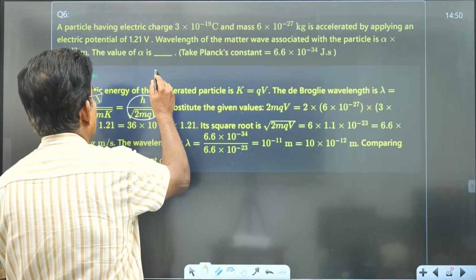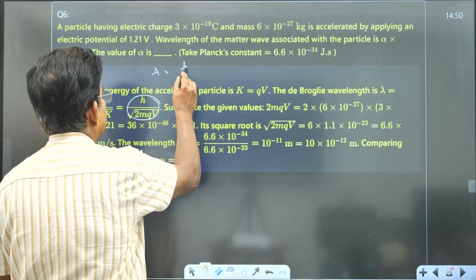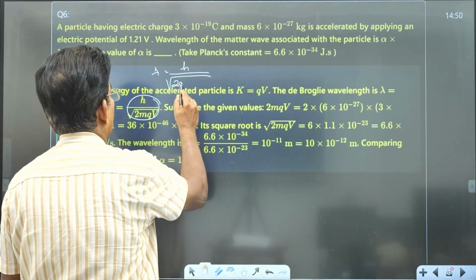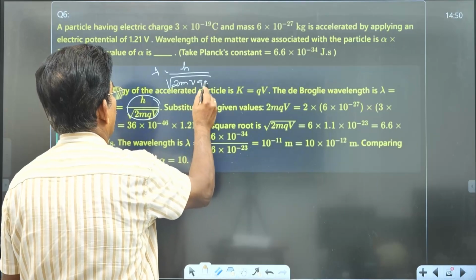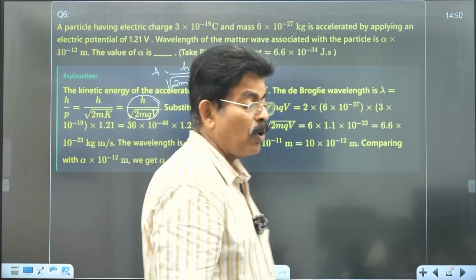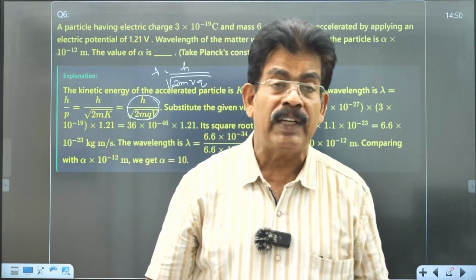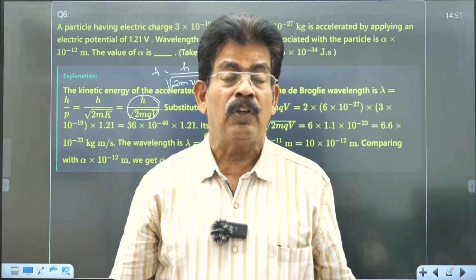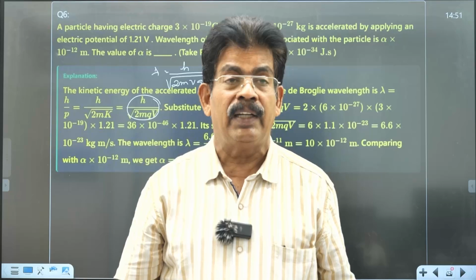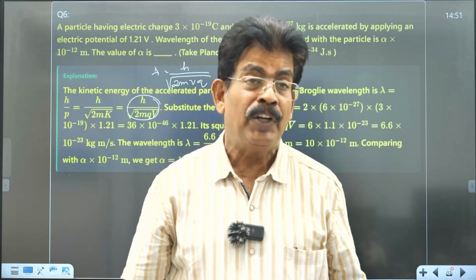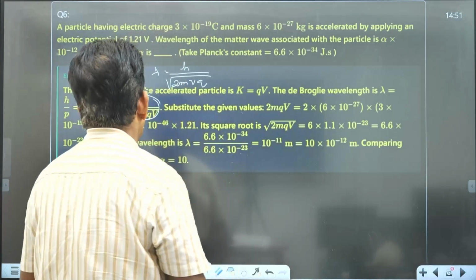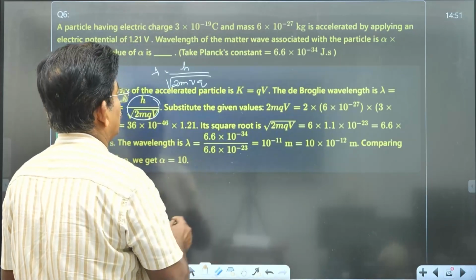Once again, I write it. De-Broglie wavelength in terms of accelerating potential is h by root of 2m into VQ. We have seen 2-3 problems based on that. We have used h by mE, h by root of 2mE, and instead of energy, we have written 3 by 2 KT. Here, instead of E, we are writing VQ. So this is a form of De-Broglie wavelength in terms of accelerating potential.